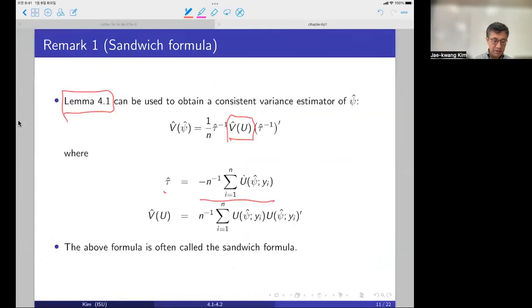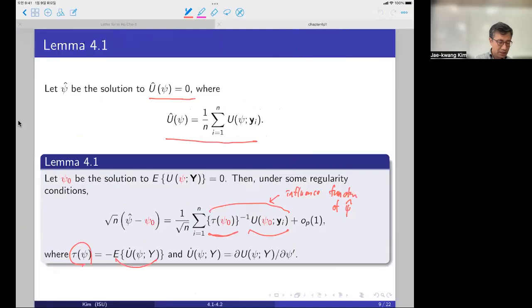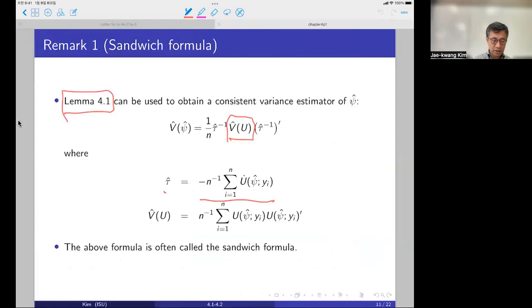And then we need to use the estimate. So it's a function of an unknown parameter. Originally, here you have a function of an unknown parameter. So you need to plug in its consistent estimator. Okay. So this is a very popular form, and this formula is often called a sandwich formula. So this is ham, and this is bread. Okay, and sandwich.